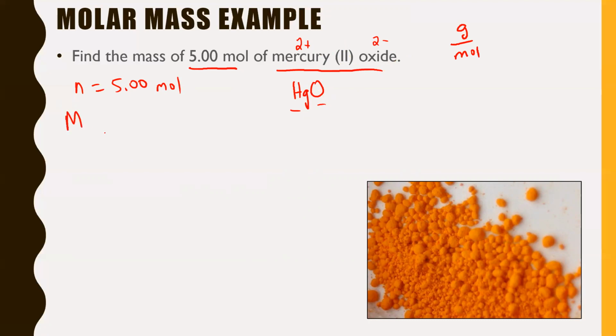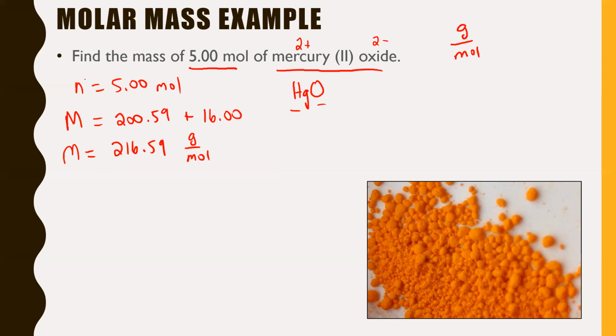So molar mass, I like representing with a big capital M. The molar mass of mercury is 200.59 plus the molar mass of oxygen, which is 16.00. So the molar mass of HgO, mercury 2 oxide, is going to be 216.59, and the units on that are grams per mole.